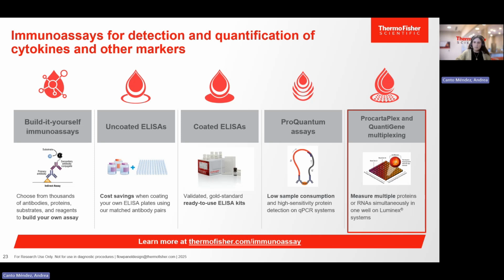And also some assays that might be of very special interest in the situations we presented before, which are the ProcartaPlex and QuantiGene multiplexing assays. In this type of assays, we can measure multiple proteins or RNAs simultaneously in one well on Luminex systems. So this can come in very handy when we need to detect a very large number of targets.